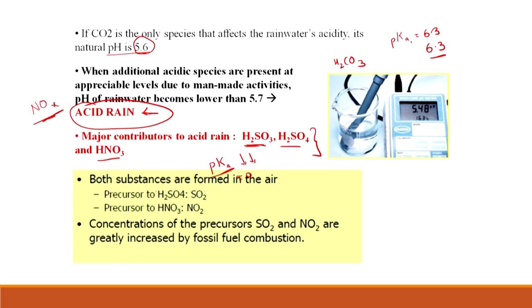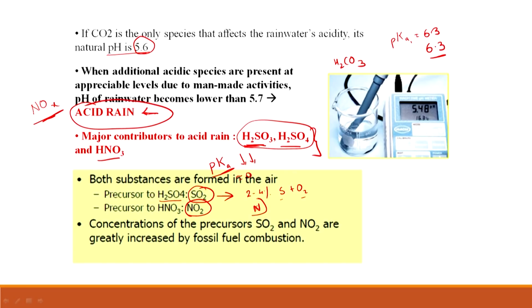So, both substances are formed in the air. The precursor to H2SO4 is SO2. This is given out from coal power plants, because you have, I think, 2 or 3%, or maybe depending on the type of coal, even 4% of sulfur in coal, and when you oxidize it in your thermal power plants or such, you will end up forming sulfur dioxide, and that leads to the formation of H2SO3 and H2SO4.